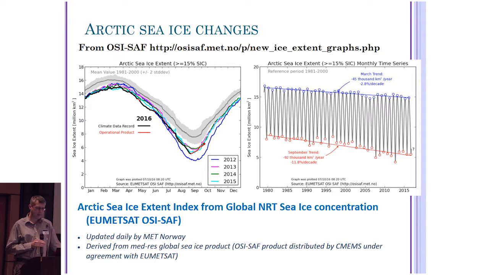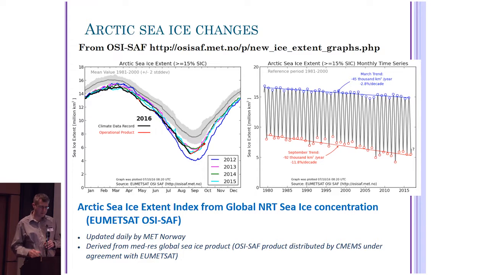And finally, these are a couple of plots taken from the EUMETSAT OSI SAF website. As I mentioned earlier, CMEMS provides OSI SAF products through its website under agreement with EUMETSAT. But it's a good example of the use of a long time series of observations.